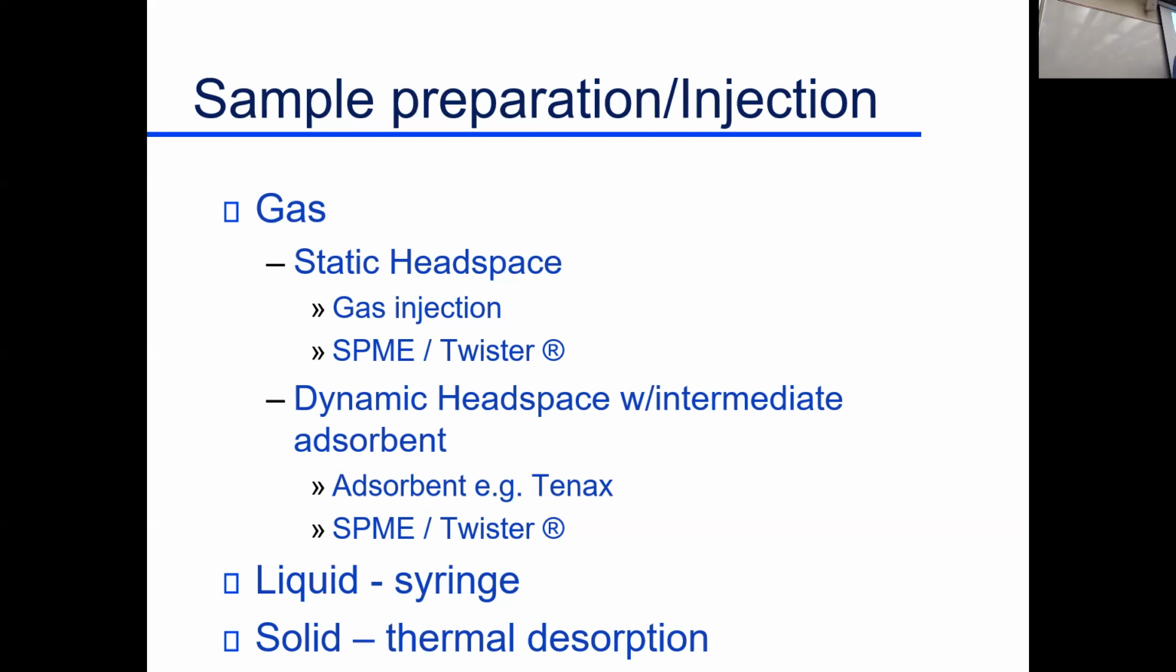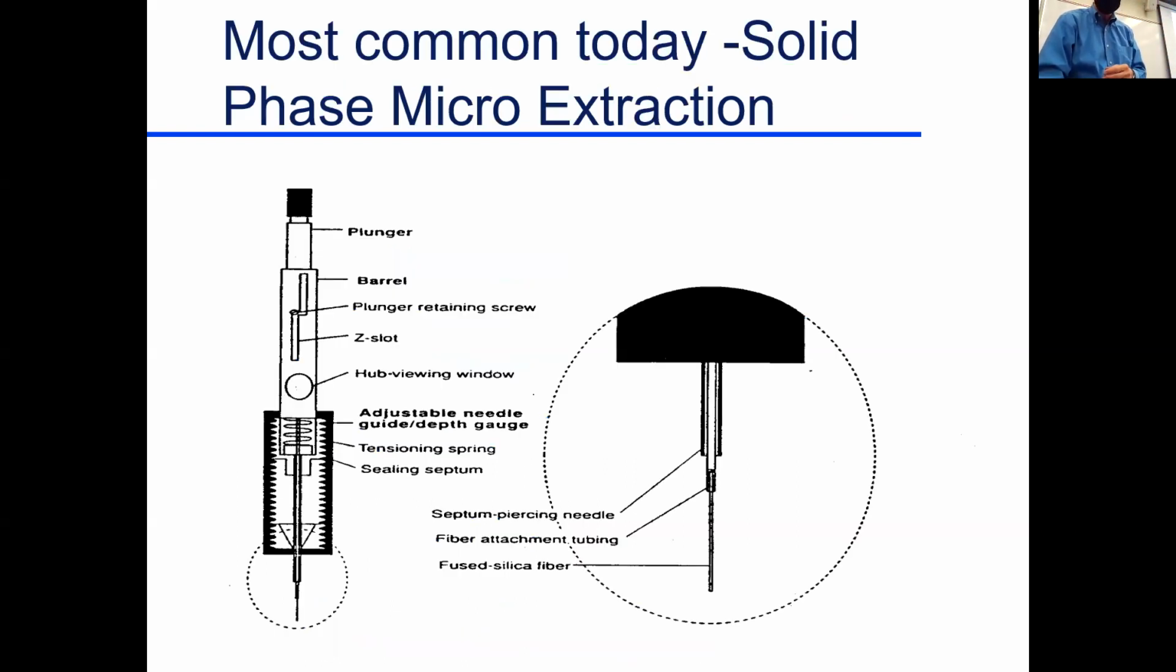So that's a syringe injection. And there are solid methodologies as well. You can heat your solid and give off compounds that you want to measure. So we'll go through some of these methodologies. Most common today, I guess I'll comment on that, but were you shown any other tools or other ways to do sampling in lab? No? Okay. Well, this is called solid phase micro extraction.